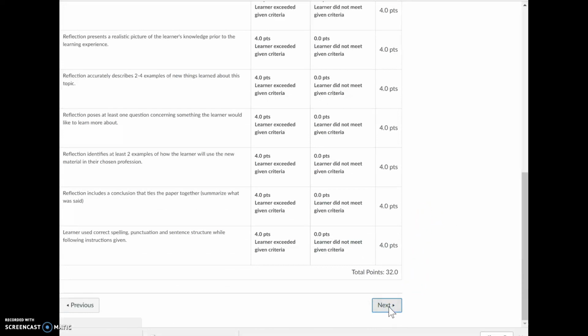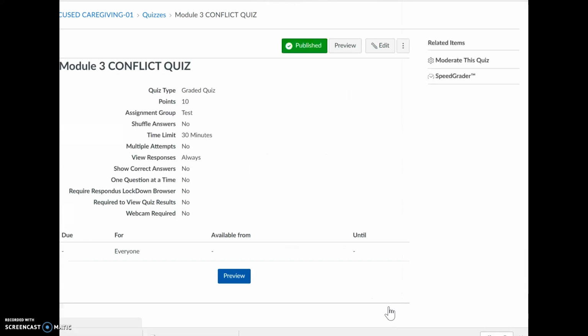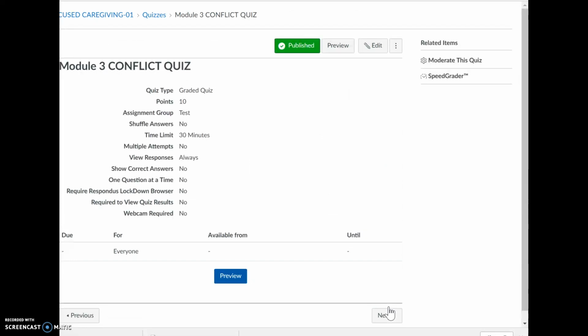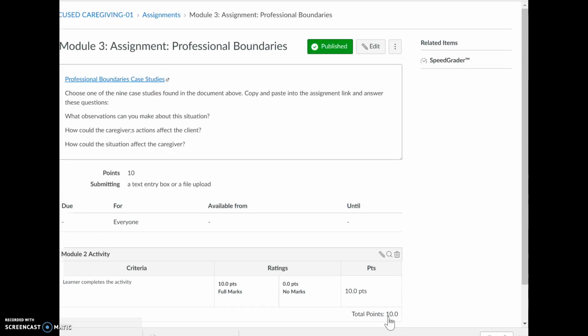The third assignment will be a conflict quiz. This will be worth 10 points with a time limit of 30 minutes. Only 1 attempt is available. And then an assignment on professional boundaries.